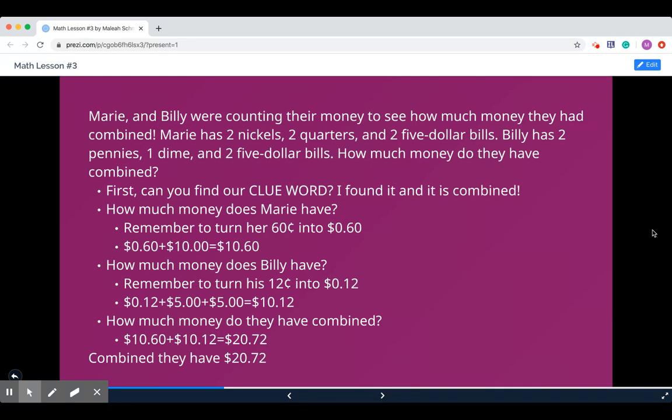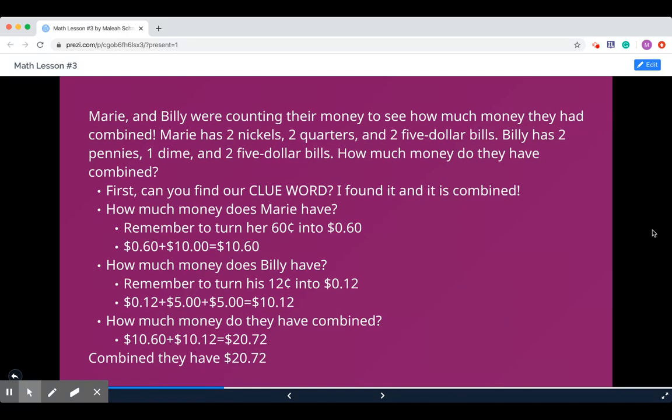So first, let's look for our clue word. Let's just take a minute and look. Oh, I found it. It's combined. Now, is combined an addition clue word or a subtraction clue word? Oh yeah, an addition one. So we're going to be adding. So let's find out how much money Mary has.